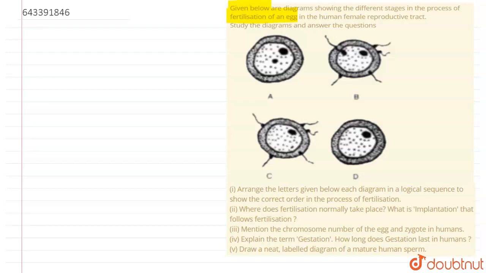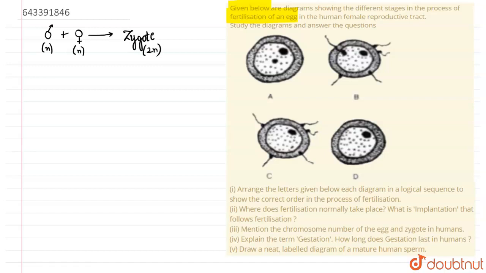So what we have to do is identify the different stages in the fertilization between a male gamete, that is sperm, and the female gamete. So let us try to understand first what the process is. Since both of these are gametes, they would be haploid in nature, and they fuse together to form a zygote, which is diploid in nature, right?